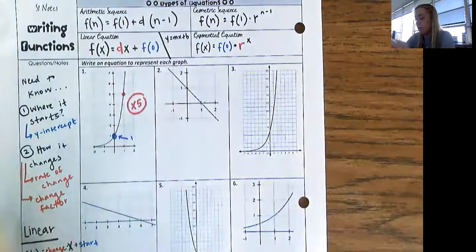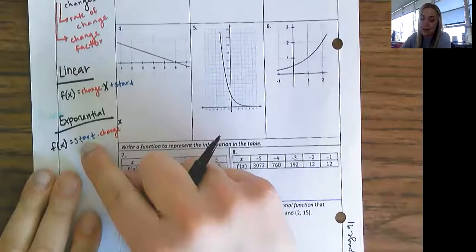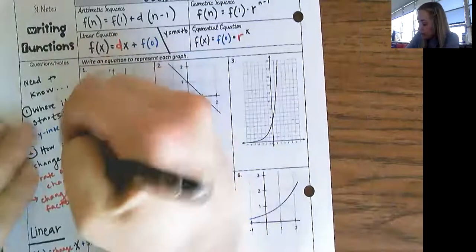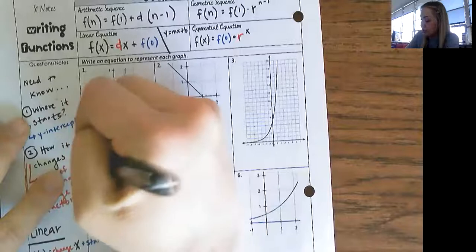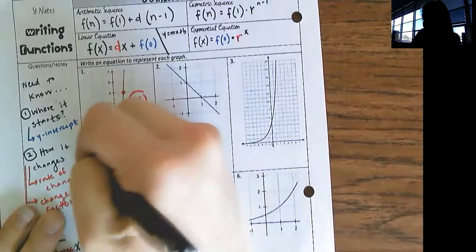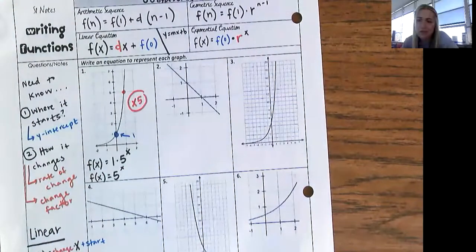So let's write our equation. Our equation for this exponential function is going to be f of x equals the start times the change factor to the power of x. So f of x equals the start, which was 1, times the change factor, which is 5, to the power of x. No, don't type it in the computer like that. Just type in 5 to the power of x. And that's all. Super simple.